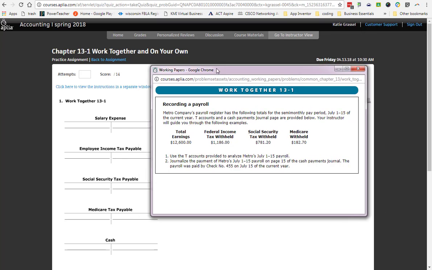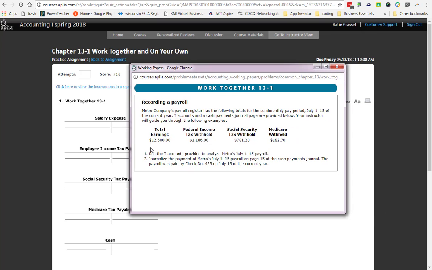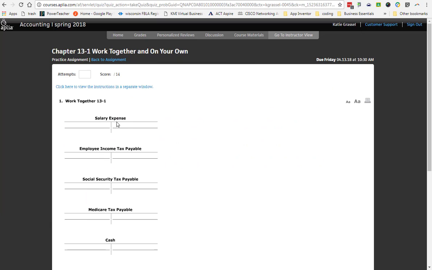So when I go through to take a look at this, total earnings, so I have more expenses, so therefore my salary expense is going to need to go up. Federal income tax, Social Security tax, and Medicare tax, I owe more to the government, so it has to go up, so it's going to be credited. And then we have to determine our cash, which is just like doing some math. So I'm going to take these numbers and put it in my T account. So total earnings goes as salary expense as a debit of $12,600.